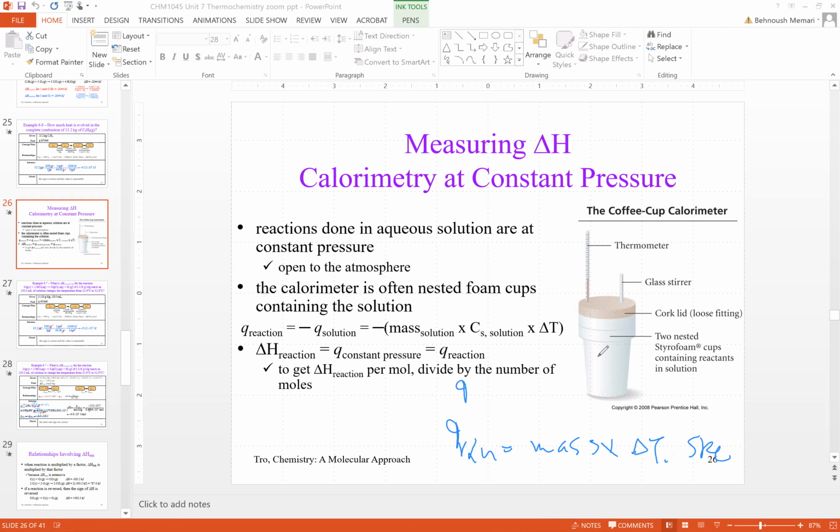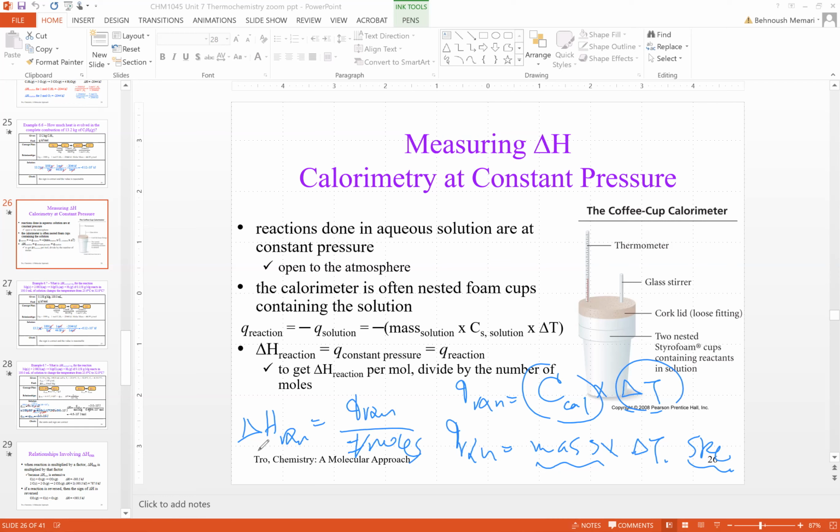Or if you have the heat capacity, then Q of the reaction is the heat capacity of the calorimeter times the change in temperature. So either you have both mass and the specific heat, or you have the heat capacity and the change in temperature, in order to find the Q for the reaction. When you have Q for the reaction, in order to find the delta H for the reaction, you would divide Q for the reaction by the number of moles.